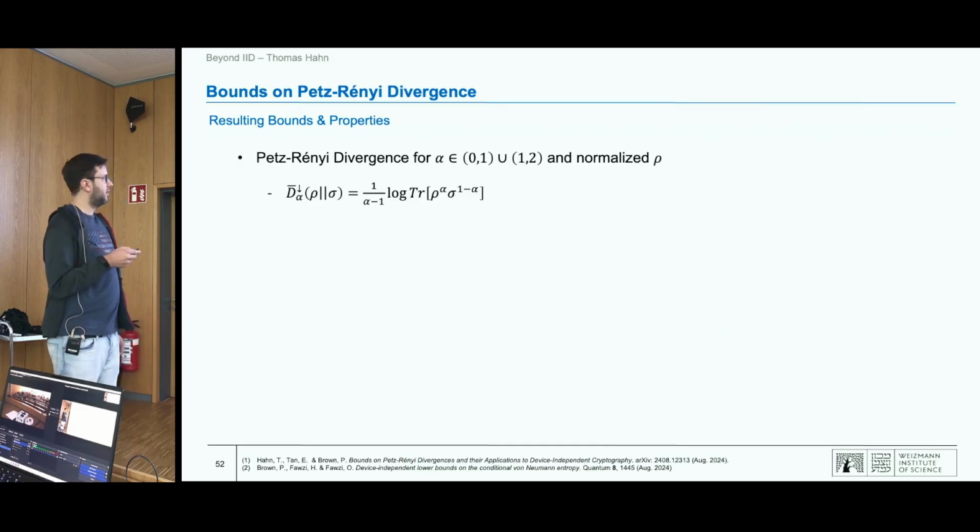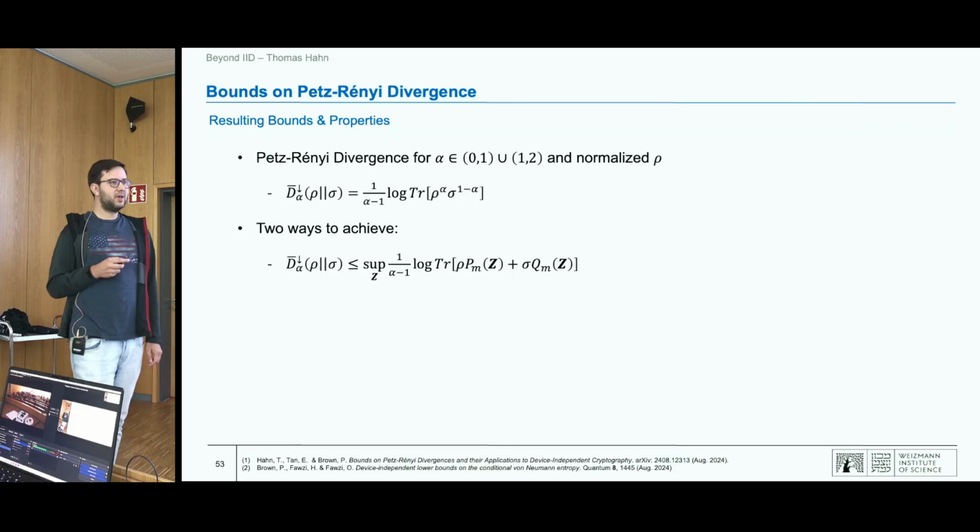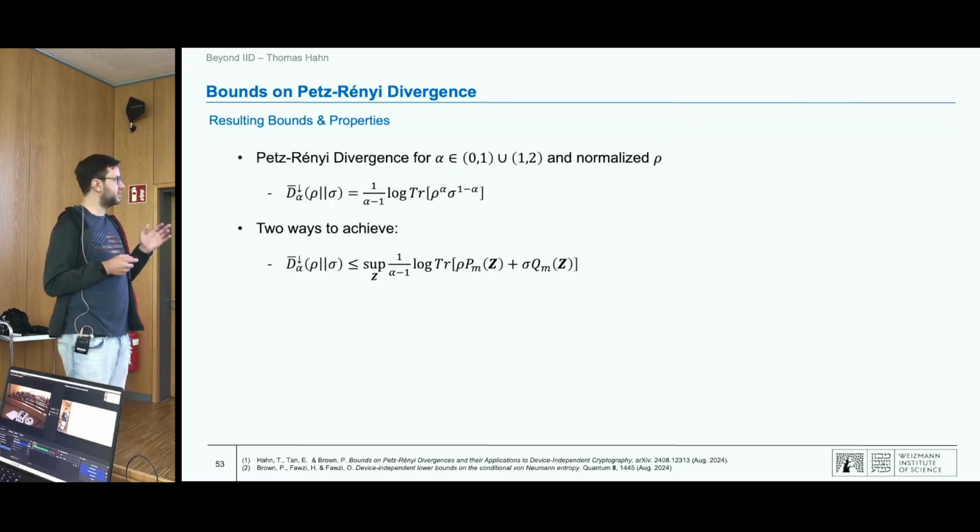and then you take the log and some prefactor. Basically, there are two ways of achieving an upper bound of this as a variational approach. So one is genuinely new, and the other was already kind of mentioned in the paper by Peter Brown, Hamza, and Omar Fauzi, on DI lower bounds on the von Neumann entropy. They are different. One of them is a little bit annoying to work with in a general DI setting because it has some weaknesses, but they both in principle achieve this bound.